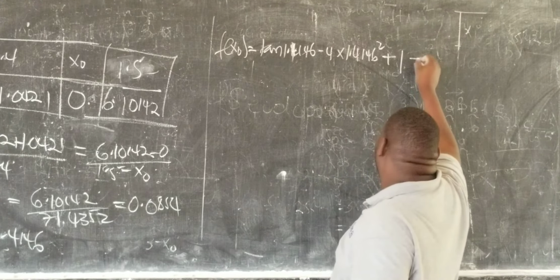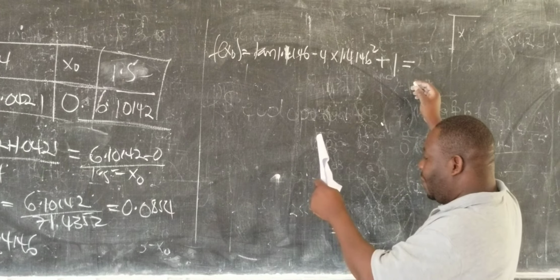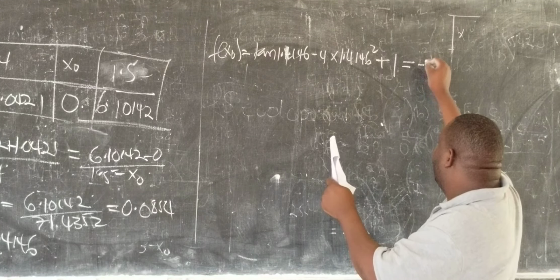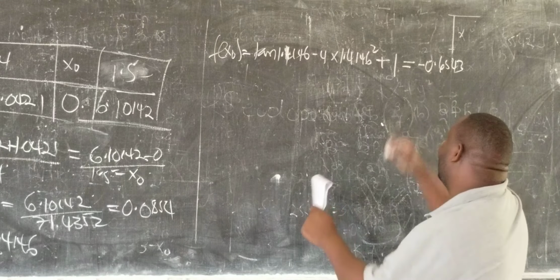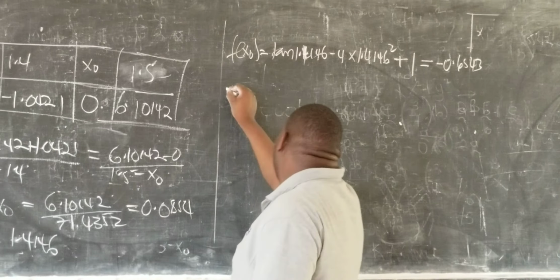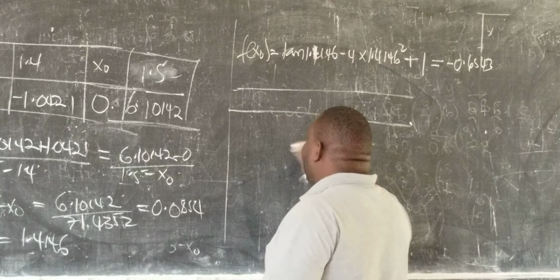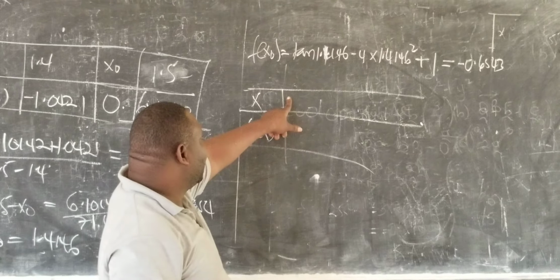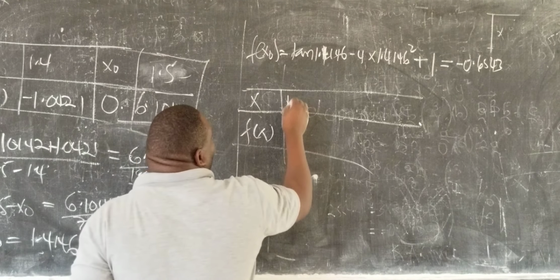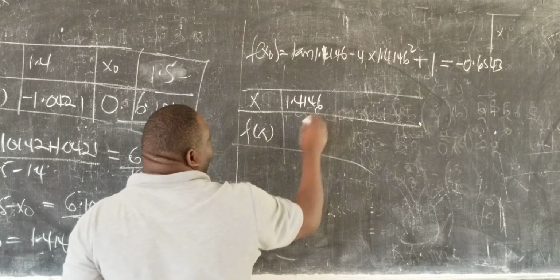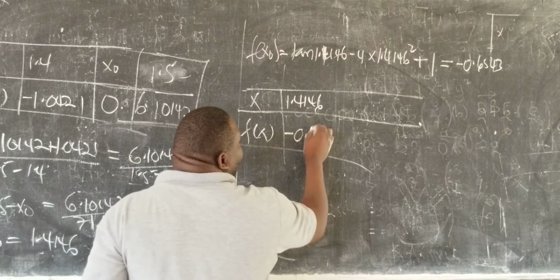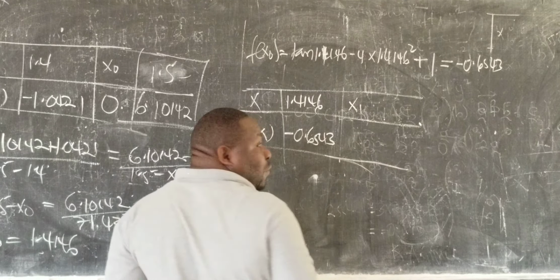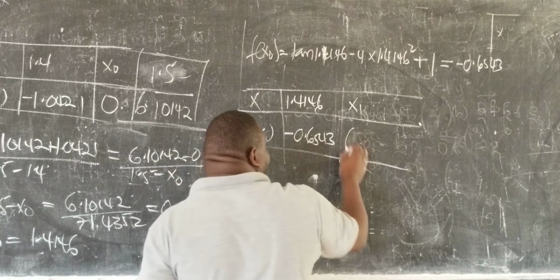And when we use the calculators, the value is negative 0.6543. That is the value we should come up with. Then you use the same table, values of x, values of f of x. So we start by writing the x naught here, and our x naught is 1.4146. Its corresponding f of x is negative 0.6543. And then if x1 is the root of the equation, when you substitute in the equation, you must get 0.